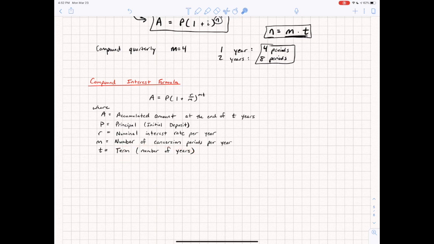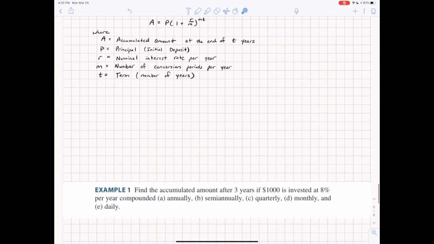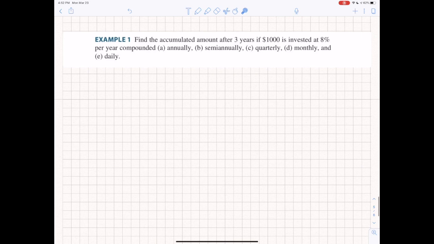And to practice using this formula, let's take a look at this example here. Example 1: find the accumulated amount after 3 years if $1,000 is invested at 8% per year, and that is compounded annually, semi-annually, quarterly, monthly, and daily. What we should see is that as we increase the number of times that we compound, we should see more money in our bank account at the end of the same term, because we're getting more interest on interest the more conversion periods there are.